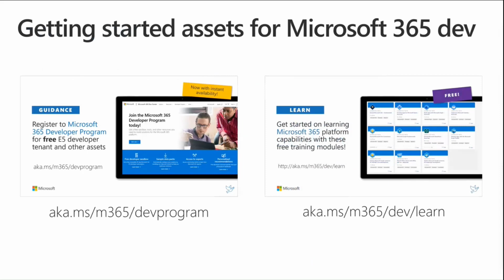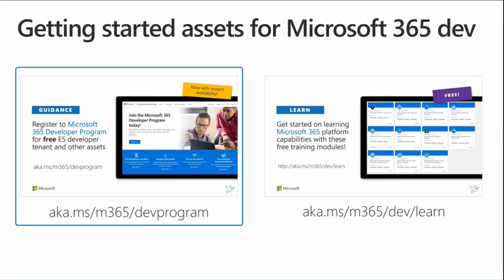Now, if you are getting started in Microsoft 365 development, if you have not yet, please do. You can get started by registering for the Microsoft 365 developer program by using aka.ms/m365/dev-program. This will give you a free E5 developer tenant, which will automatically renew every 90 days if you use it for developer usage.